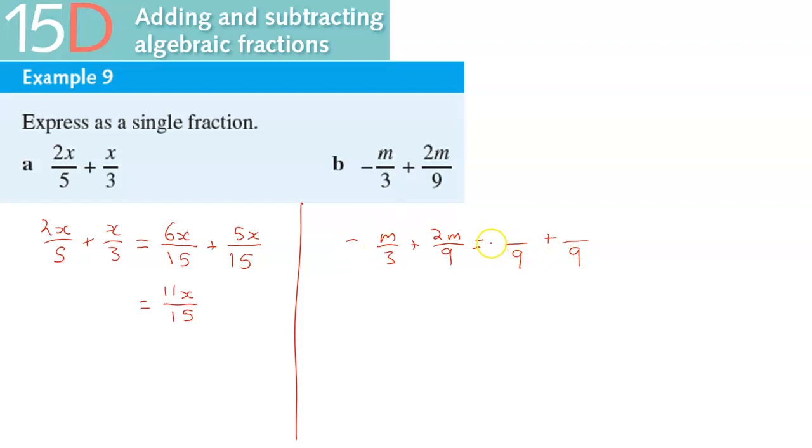Don't forget this negative sign here. Because I multiplied my denominator by 3, I need to multiply my numerator by 3. My second fraction just stays the same. So I have negative 3m over 9 plus 2m over 9, which gives me negative m over 9.